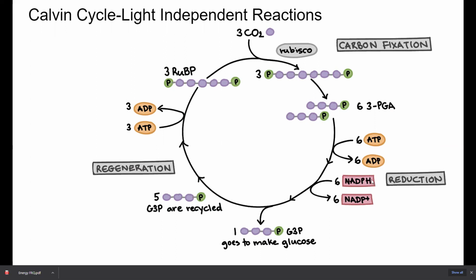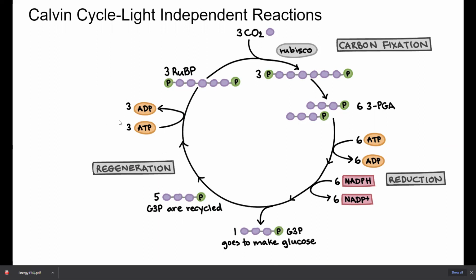So NADPH is going to get oxidized into NADP plus. Again, you're losing an H. That's good evidence that it's gotten oxidized, and you will create 1 G3P. 5 are going to be recycled in order to create the necessary RuBP to keep the cycle going, but 1 leaves in order to create that G3P. And don't forget that you need 2 of these, because glucose is a 6-carbon molecule. So you need 2 G3Ps in order to make 1 glucose.